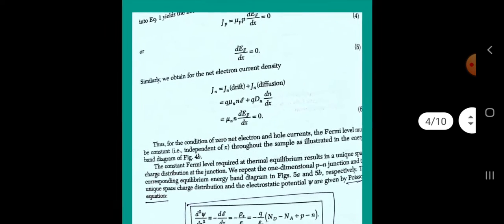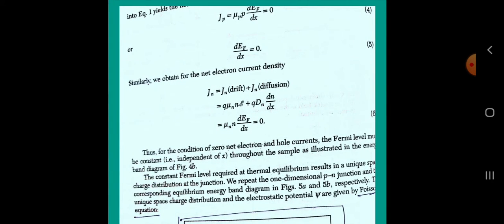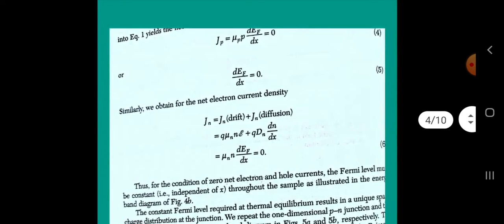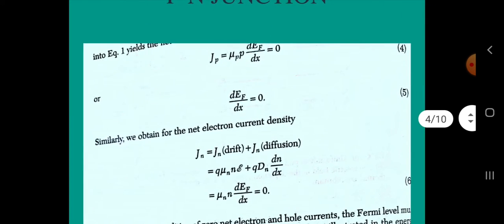This is what we have obtained for the equilibrium Fermi level. So the equation yields the net hole current density as Jp is equal to mu p p dEf by dx, this is equal to 0. dEf by dx will again come out to be 0 because the other terms are constants.